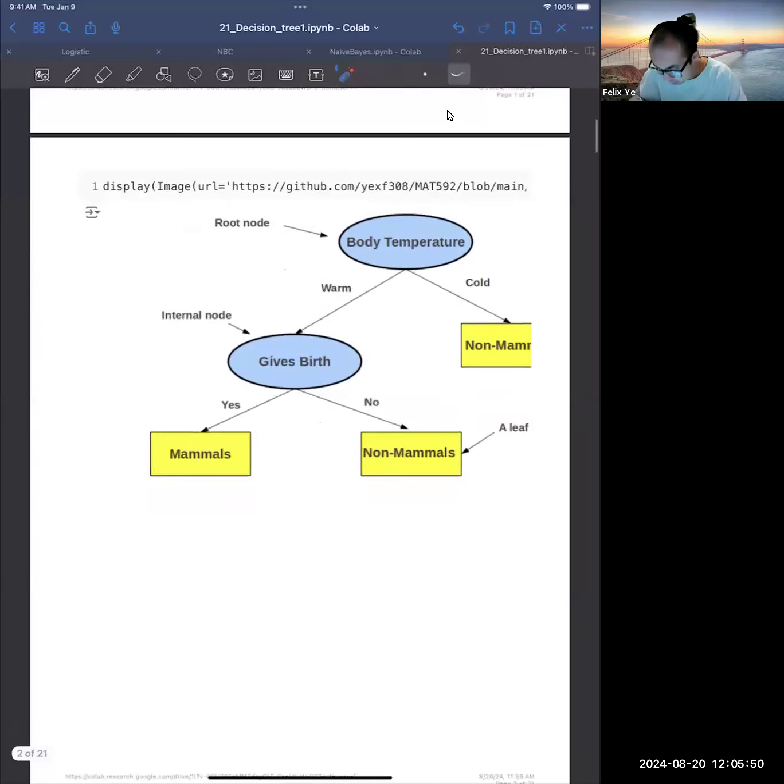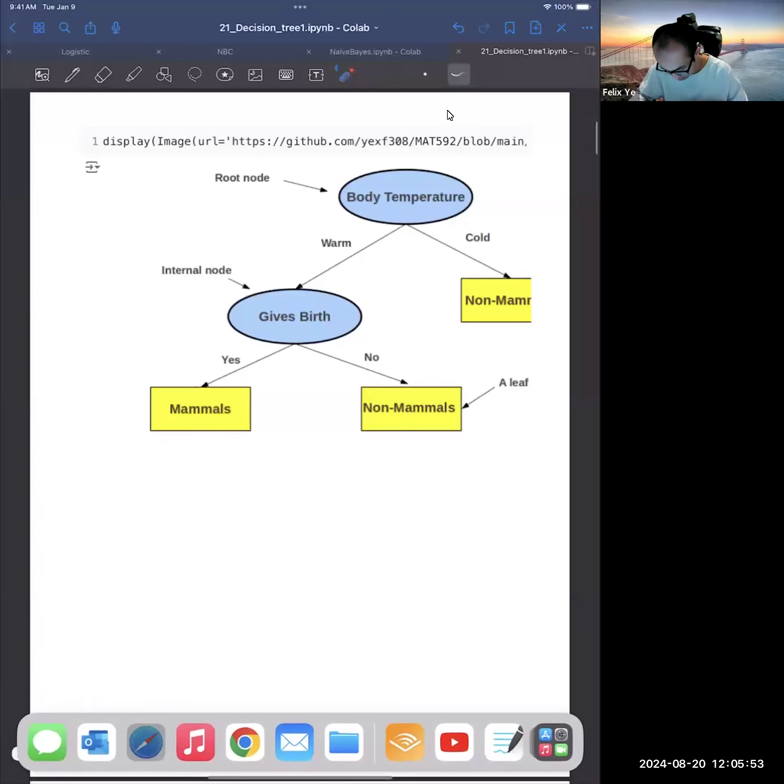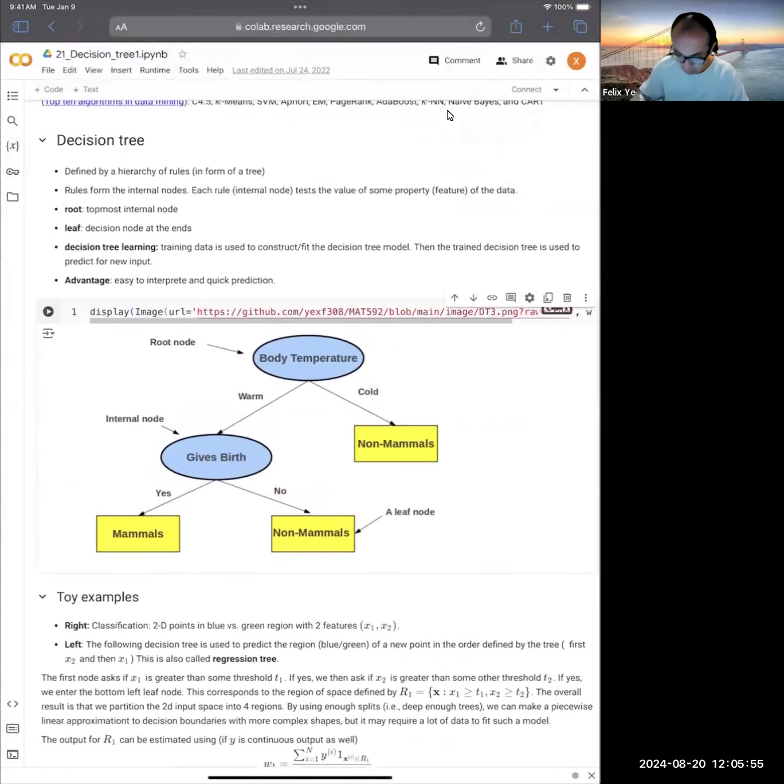For example, this is one of the examples I'm using right here. You can think about this as a very simple example. The key here is we want to distinguish whether an animal is a mammal or not. So basically, I have two leaf nodes: one is mammal, one is non-mammal. There is an internal node, which is whether it gives birth or not. The root node is the body temperature.